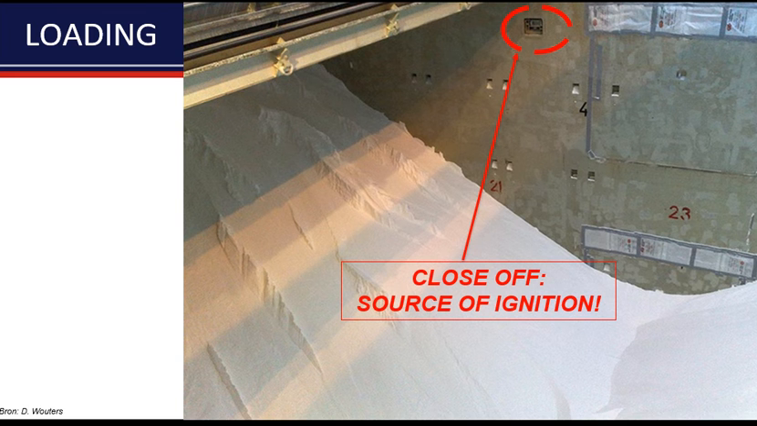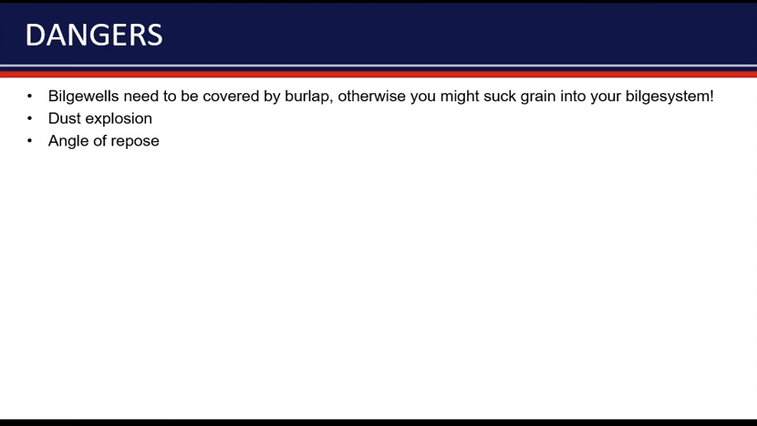Another item to be aware of is sources of ignition inside the cargo hold. It needs to be locked down and tacked off prior to loading, because it can be a source of ignition and heating, and you can cause a fire if you have a lamp burning in your cargo hold. So be aware of sources of ignition.